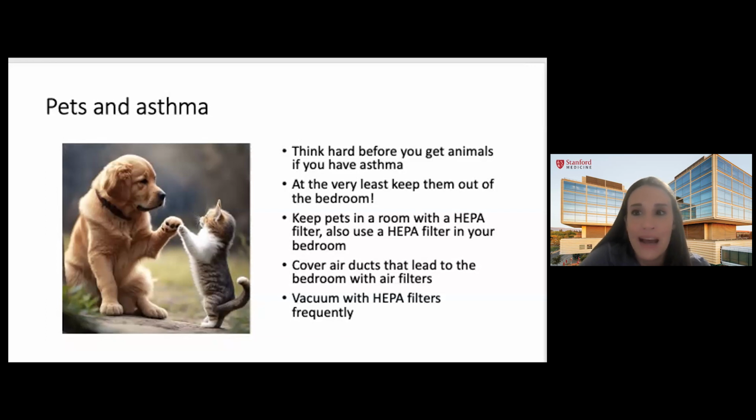And if you do have them and they do create problems, at the very least, keep them out of the bedroom. That's where you spend the most time. Keep them out of the bedroom. Keep them in a room with an air purifier with a HEPA filter, and always also use a HEPA filter in your bedroom. Can try covering the air ducts that lead to the bedroom, and just vacuum frequently.